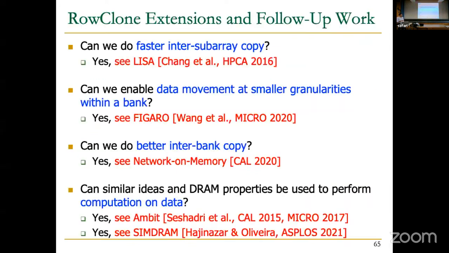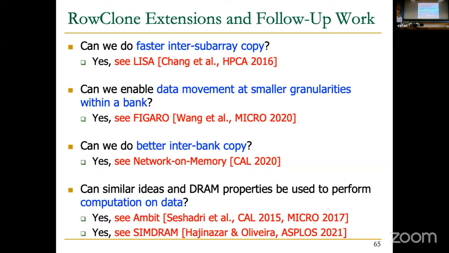And so before going to a break, I'm going to briefly talk about RowClone follow-ups. Some of them I'm going to describe in more detail than the others. The first question here is, can we do the inter-subarray thing, right? It was really bad. Can we improve that? So yes, there is a work that follows up RowClone called LISA, low-cost interconnect for subarray data movement. I'm going to show how it's done. Can we enable data movement in smaller granularities? That was a question here.